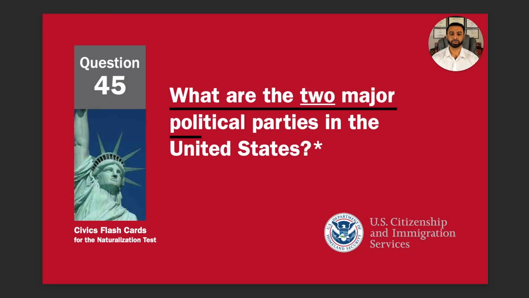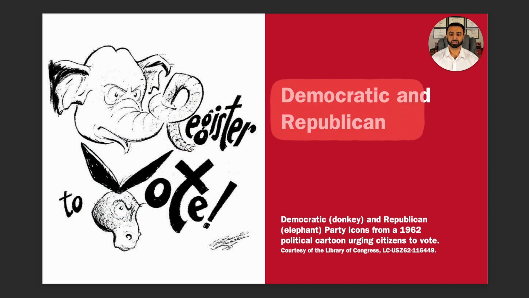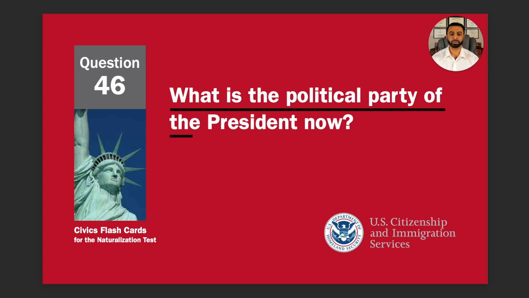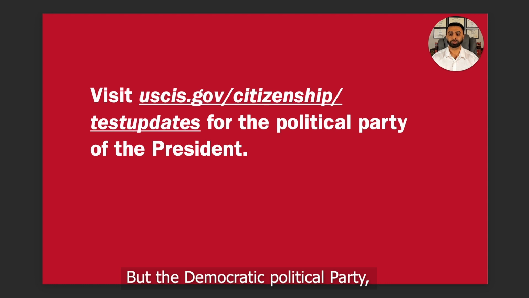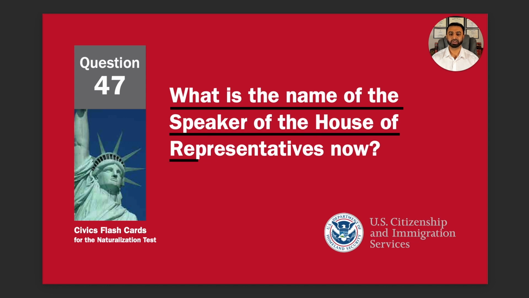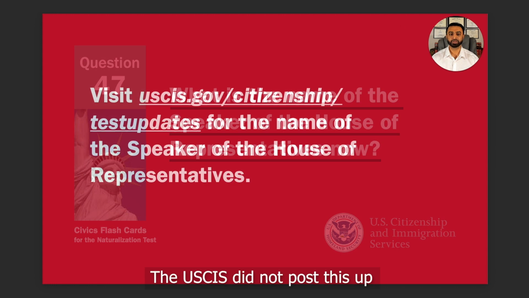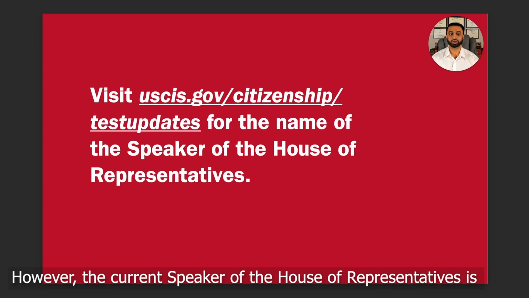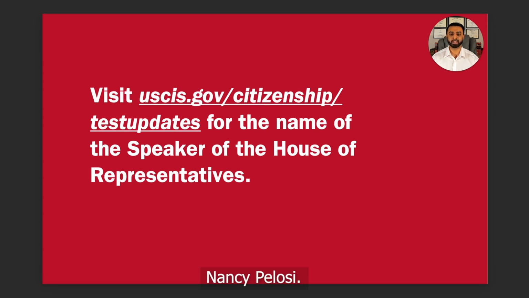What are the two major political parties in the United States? The Democratic and Republican parties are the two major political parties in the United States. What is the political party of the president now? The USCIS did not put this up, but the Democratic political party is the political party of the president. What is the name of the Speaker of the House of Representatives now? The USCIS did not put this up. However, the current Speaker of the House of Representatives is Nancy Pelosi.